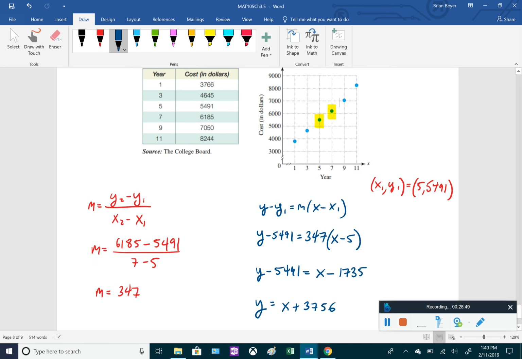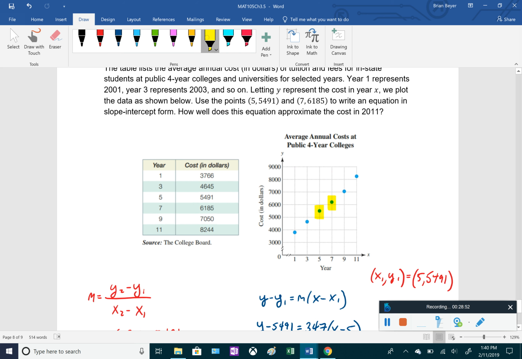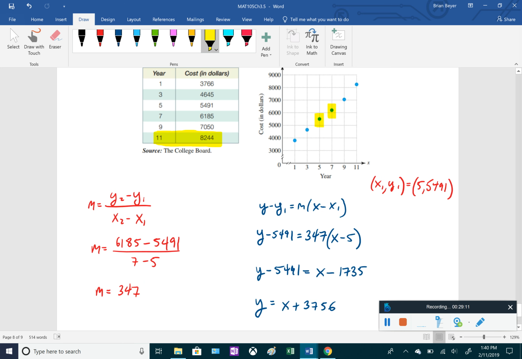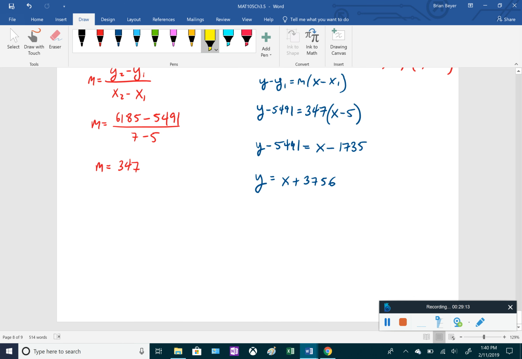So let's see how accurate this is for the year. What do the questions say? How well does it approximate the cost in 2011? So what we're going to do is 2011 as an x value gets represented with an 11. So looking at the table here, the actual cost was 8,244. So let's see what our mathematical model says here. In 2011, x equals 11. So we're going to plug that in. So y equals x plus 3,756.